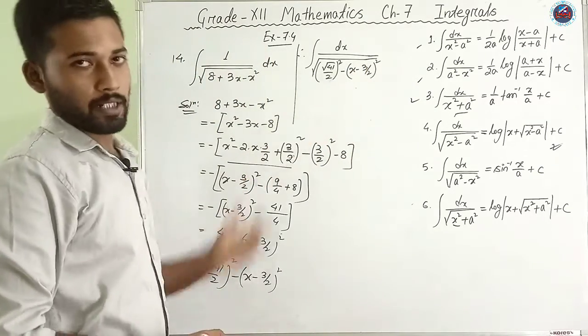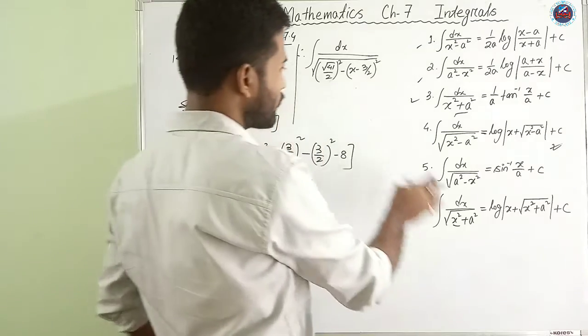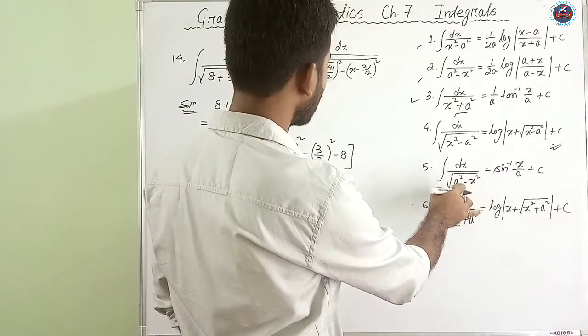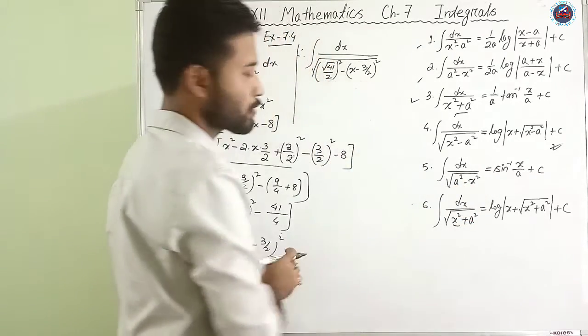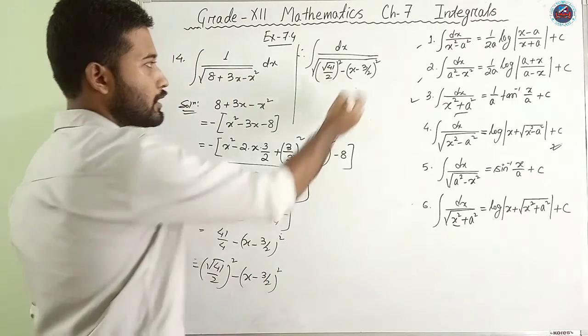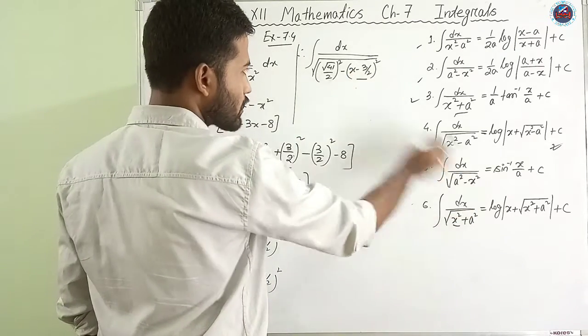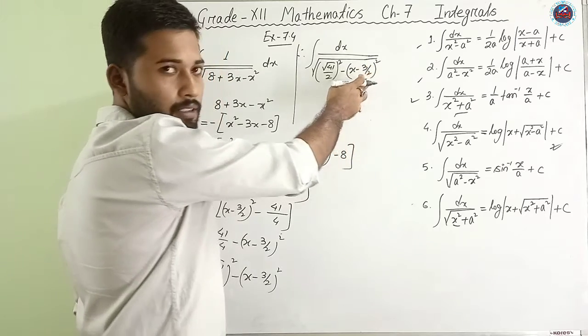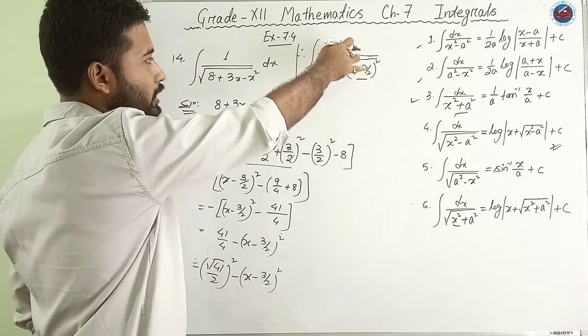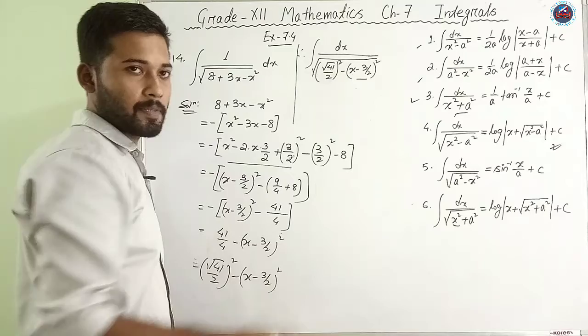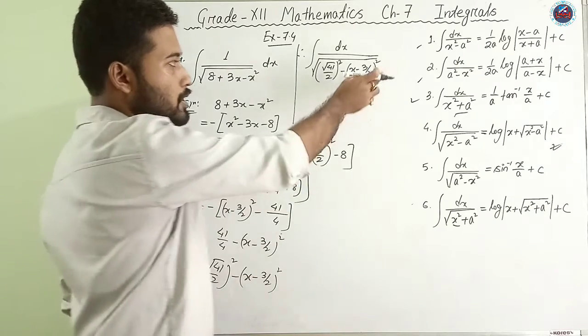Now what does this look like? This looks like the formula, this one, isn't it? That is root over a square minus x square. Now one thing I have told you, that here the x is only x, but here it is x minus 3 by 2. But here we're integrating with respect to x only, not with respect to x minus 3 by 2. So we need to substitute it.